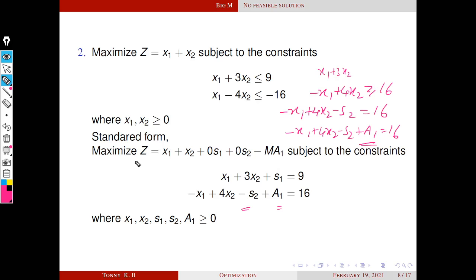So that's why the objective function is like this: maximize z is equal to x1 plus x2 plus 0 s1 plus 0 s2 minus M a1. Cost of slack and surplus variables are always 0. So this is the new objective function, and these are the variables. Now everything is ready. So this is our modified LPP. You got it? This is our modified LPP. Next, we have to solve this modified LPP using simplex method.